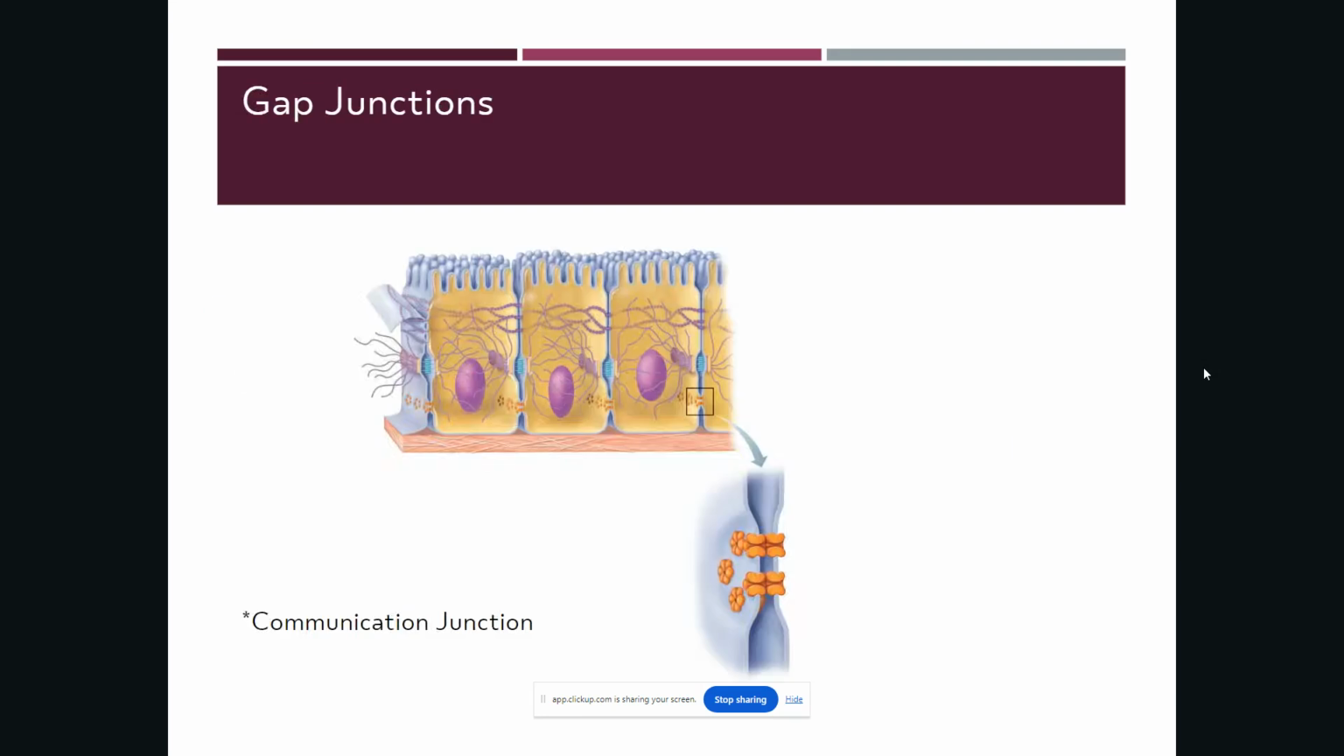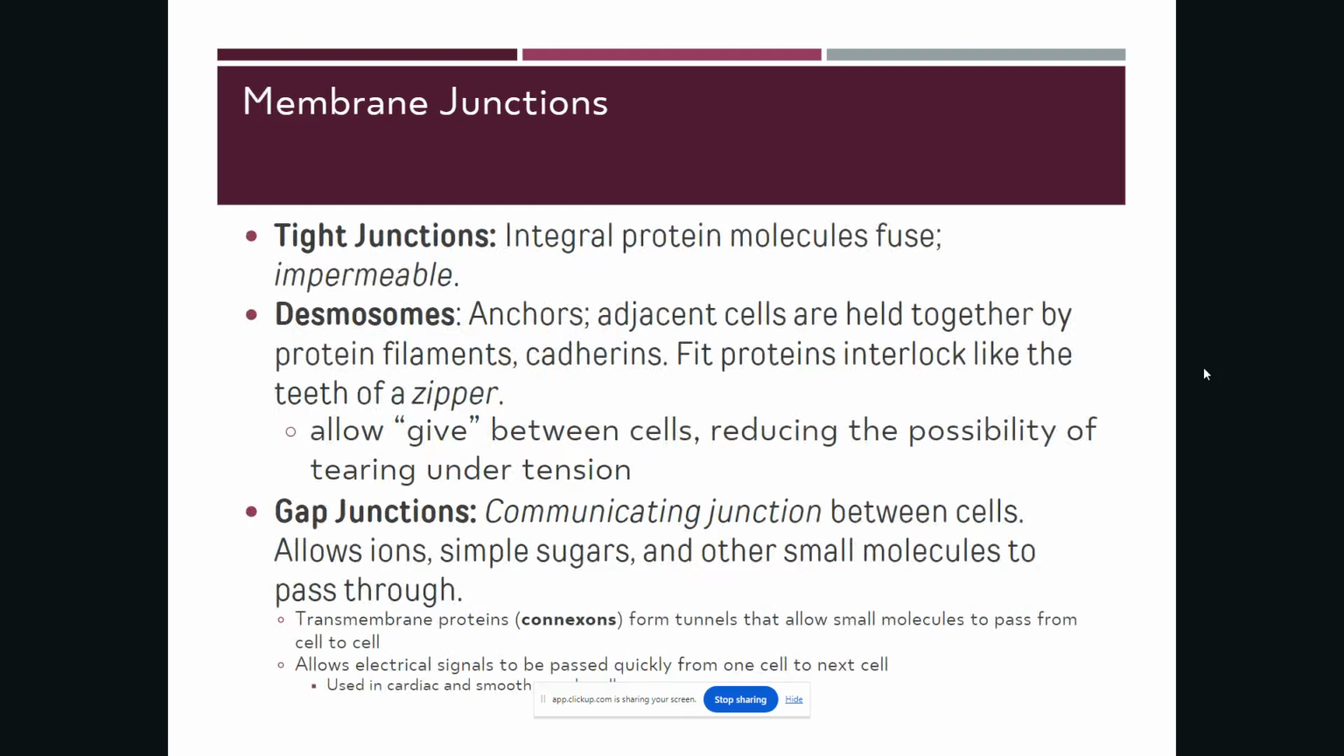And then last but not least, we have our communication junction, called a gap junction. They're called a gap junction because there's a gap in between the proteins that make a tunnel between one cell to another. Small things can go through this gap like small ions, but something like a really large carbohydrate is not getting through this gap.